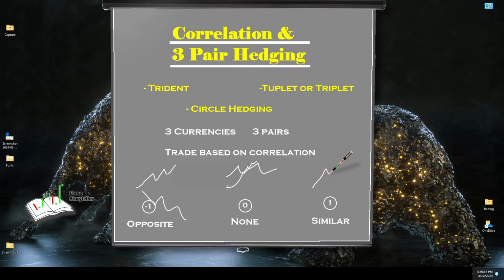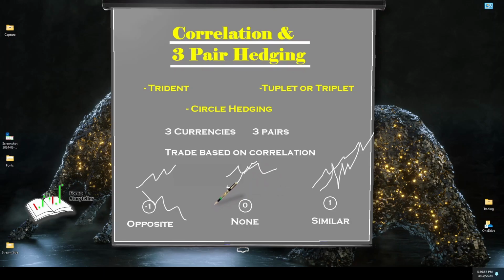And when they're similar, when one is making an uptrend, the other is probably doing the same thing. So the closer they are to 1, the more similar they'll be. The closer they are to -1, the more opposite they will be. And the closer they are to 0, they're just not matching at all.